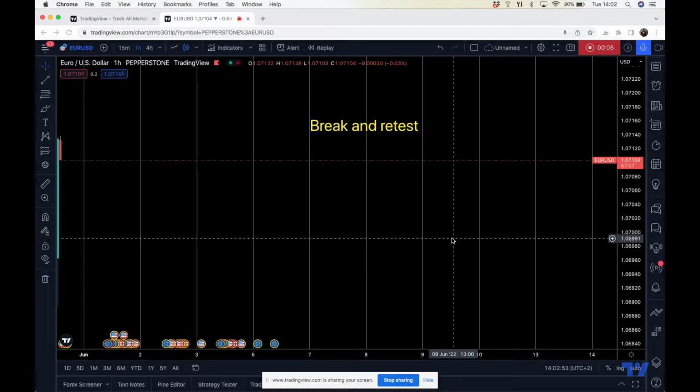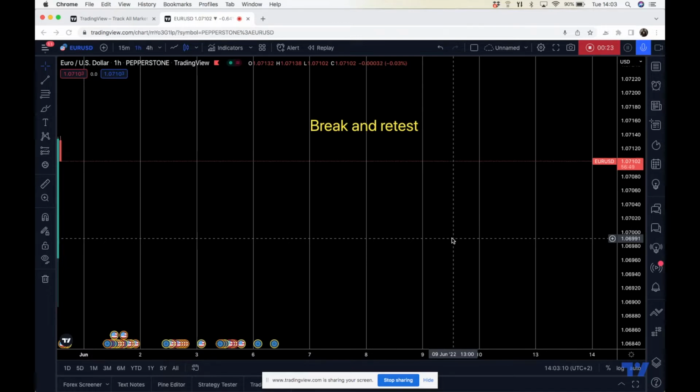So this is actually something I use every single day in the markets, and I wanted to teach you how this works and what you should be looking out for when you are looking at this. So today we're going to be talking about the break and retest. So what is a break and retest?